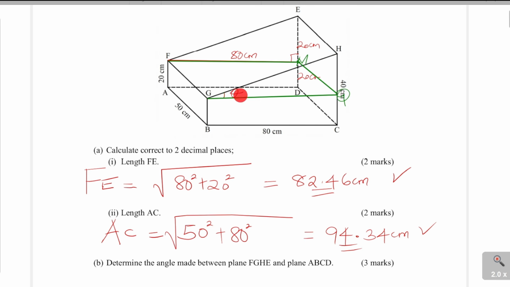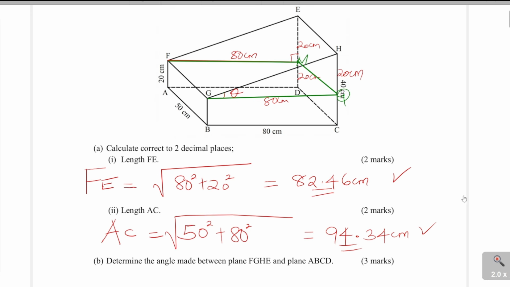So we have this triangle with the measurement 80 centimeters, and then this is 20 centimeters. So you can use trig ratios to get that angle. So that is the required angle between the two planes. So this is how you're going to get it.